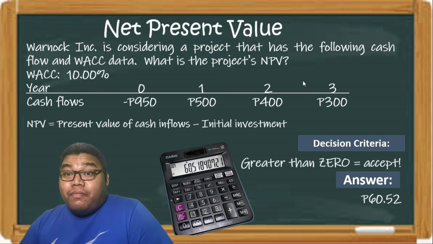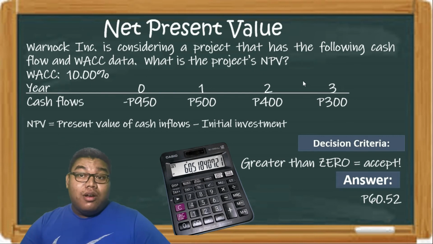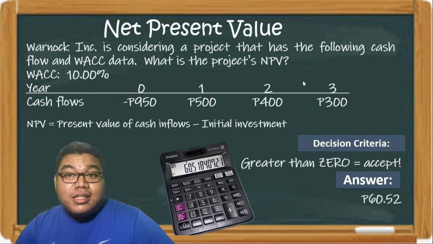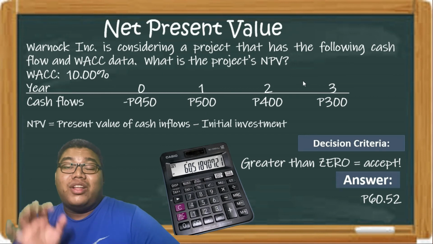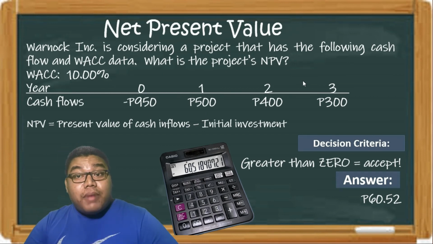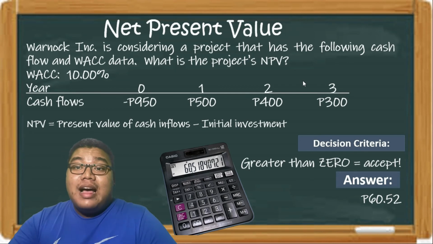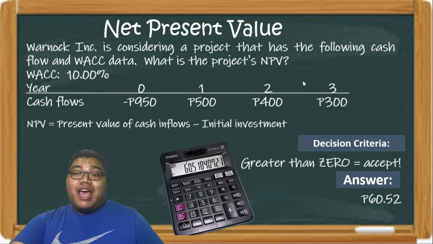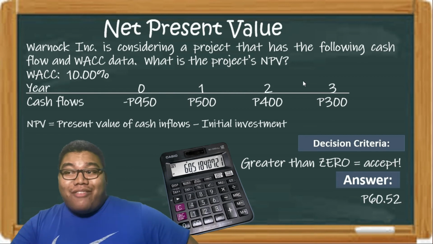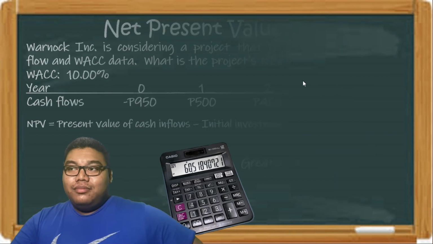Why waste your time? So if it is equal to 0, it is not acceptable if it is cost of capital. But if it is minimum rate of return, it might be acceptable. But we generally consider investments greater than 0 as acceptable. The higher the NPV, the more attractive the project is.